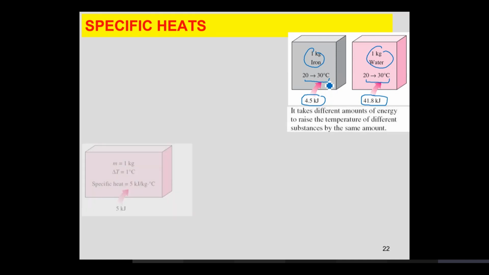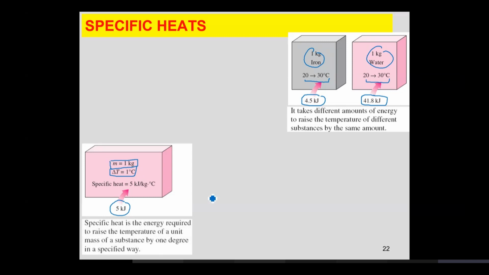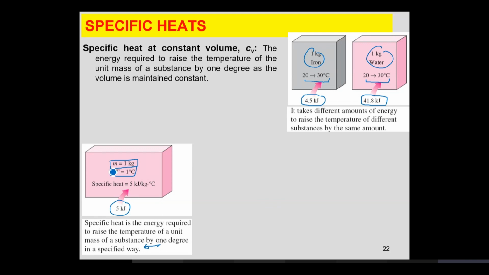Having this in mind, we have defined the term specific heat, which is the energy required to raise the temperature of a mass of 1 kg by 1 degree centigrade in a specified way. So specific heat is the energy required to raise the temperature of a unit mass of a body by 1 degree in a specified manner. When I say in a specified manner, I refer to two different processes. One is the energy required to raise the temperature of a unit mass of a substance by 1 degree as the constant volume is maintained.